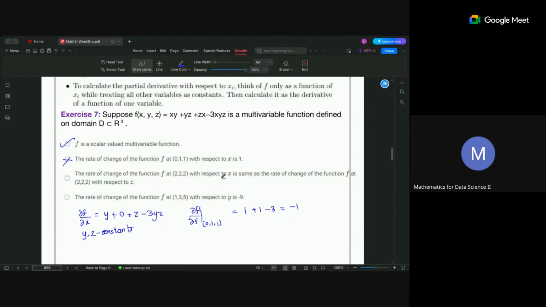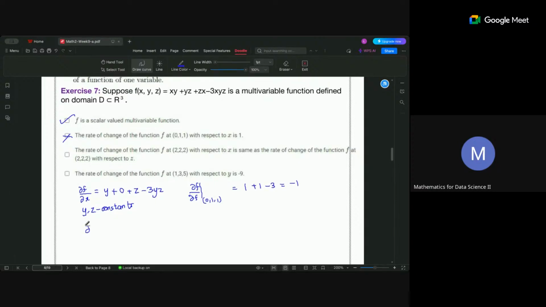So you calculate this and tell me: the rate of change of the function f at 2, 2, 2 with respect to x is the same as the rate of change of the function f at 2, 2, 2 with respect to z. So everyone quickly calculate what is ∂f/∂x at 2, 2, 2.